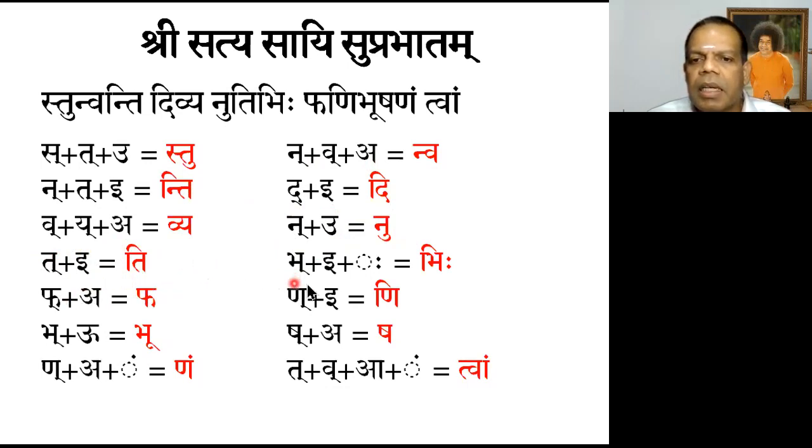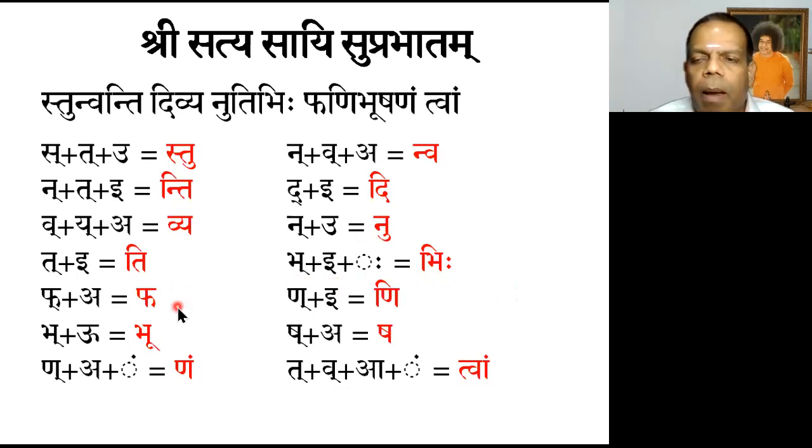The next letter is bh. This is the fourth letter in the pa varga, ub, with extra air, okay? Ub. Then e and the visarga. So it's bhihi, okay? Nuti bhihi.